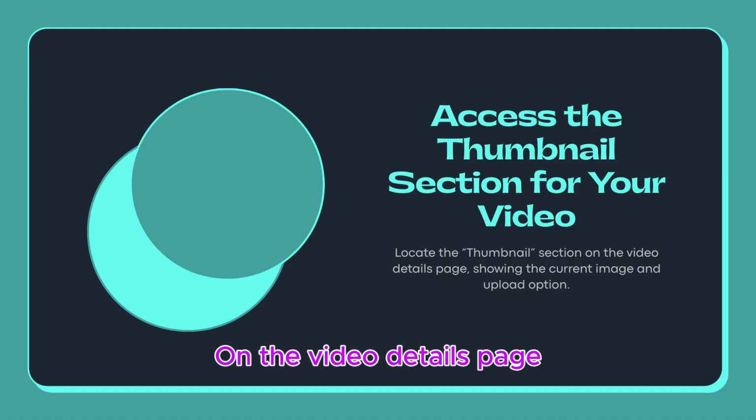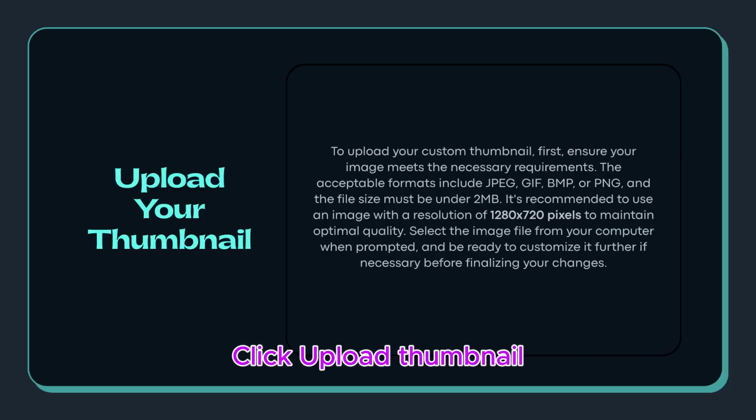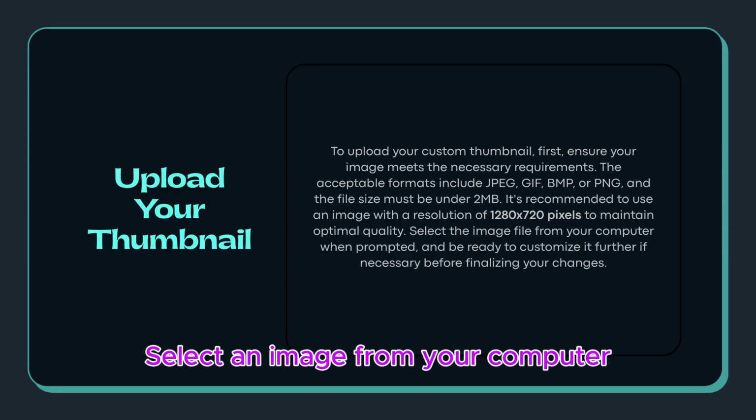On the video details page, look for the section labeled Thumbnail. You will see the current thumbnail. Click Upload Thumbnail. Select an image from your computer.